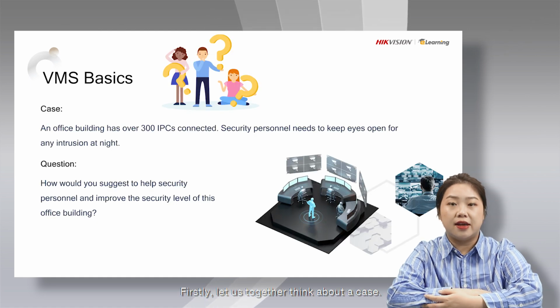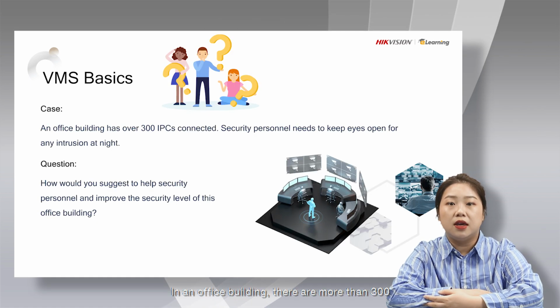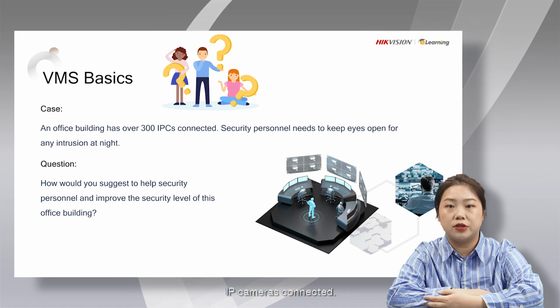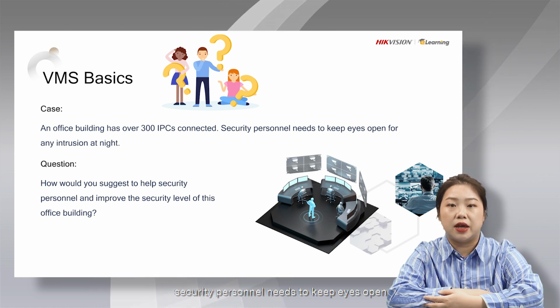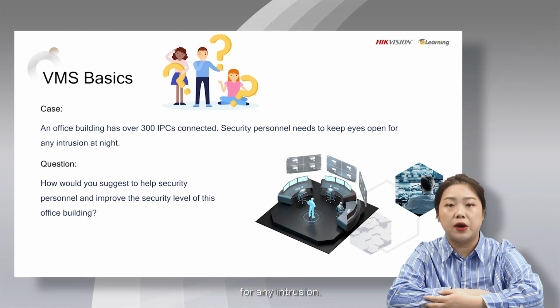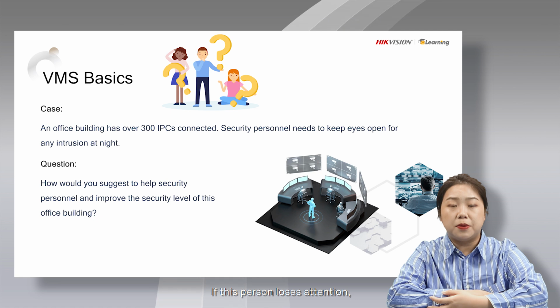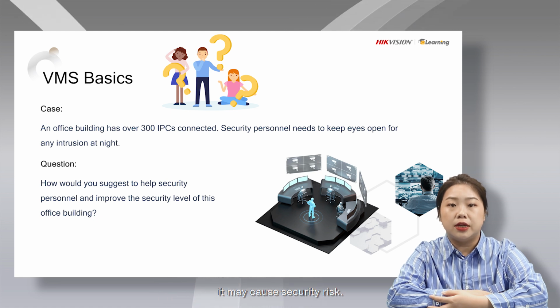Firstly, let us together think about a case. In an office building, there are more than 300 IP cameras connected. To guarantee the security of office building at night, security personnel needs to keep eyes open for any intrusion. This is a very hard work. If this person loses attention, it may cause security risk.